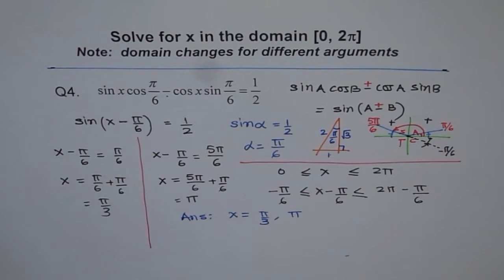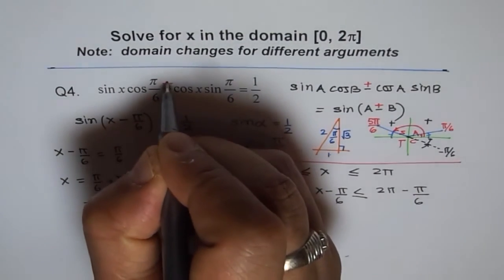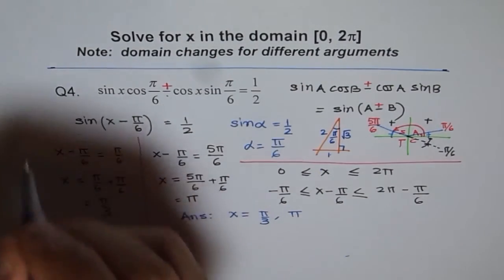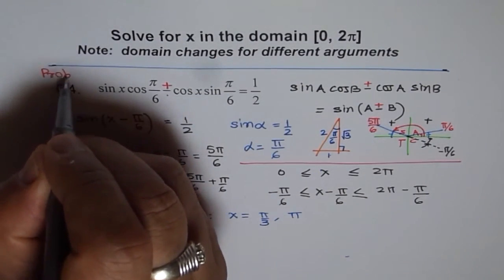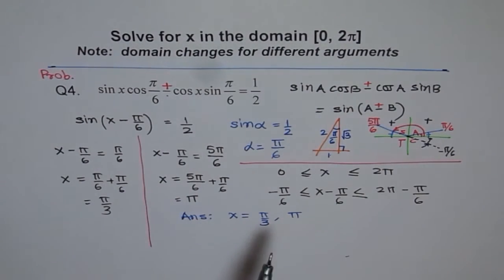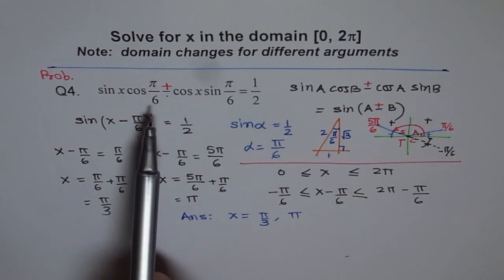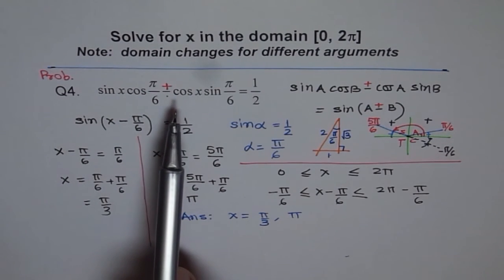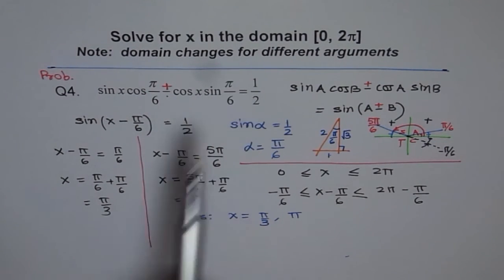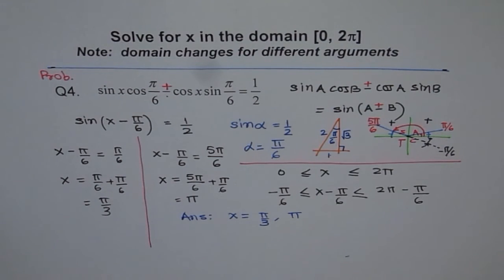Now, if you have really understood, then I'd like you to try this question in a different way. That is, change the question to plus here. So that is your problem to test, okay? The problem for you to answer now is sin x cos pi by 6 plus cos x sin pi by 6 equals half. And see if you get the same number of solutions or what kind of solutions you get, okay?